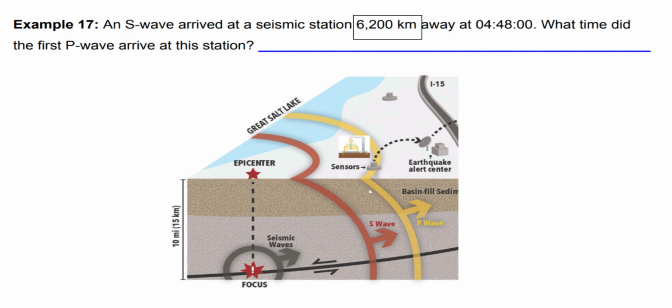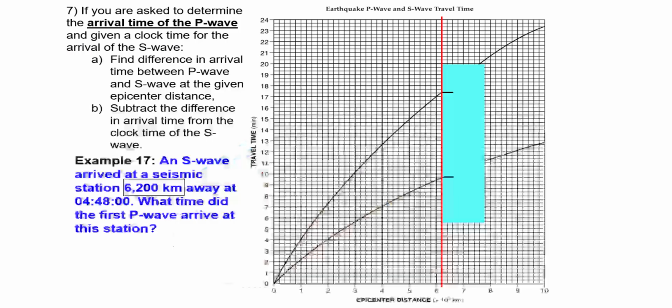So to figure out when the P wave arrived, I can use my distance and my time, and use my scrap paper on my reference table to find the time difference between my P and S wave at this distance. Then I can subtract that from the time that my S wave arrived to figure out when my P wave arrived, because my P wave arrived at the station before the S wave. So here's how you would do it.